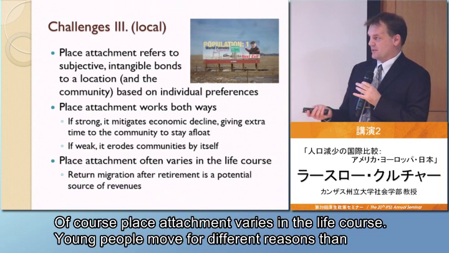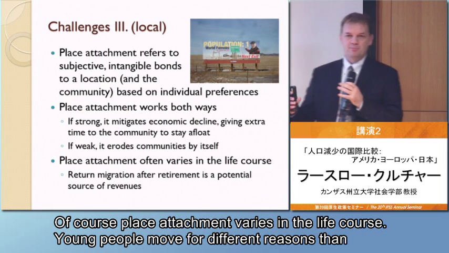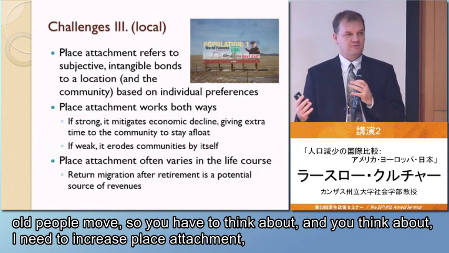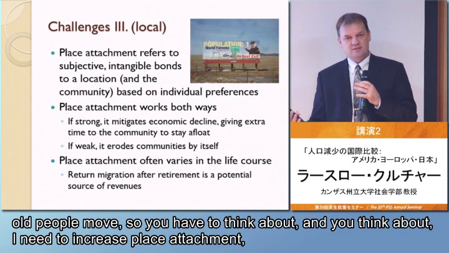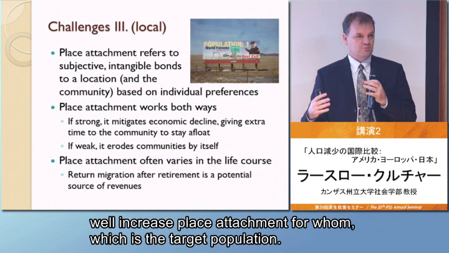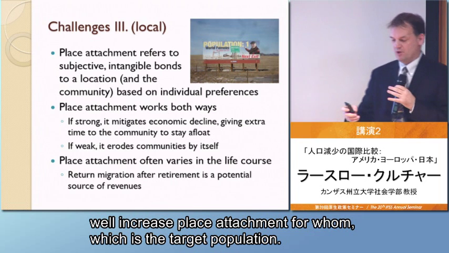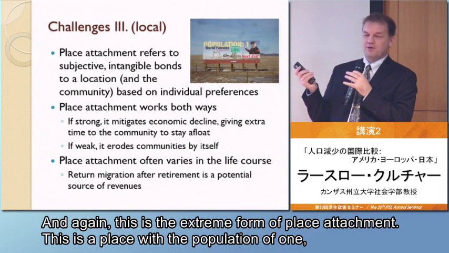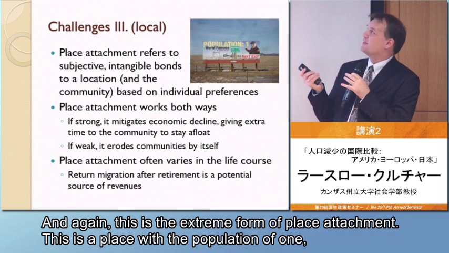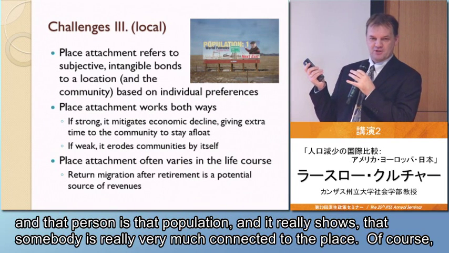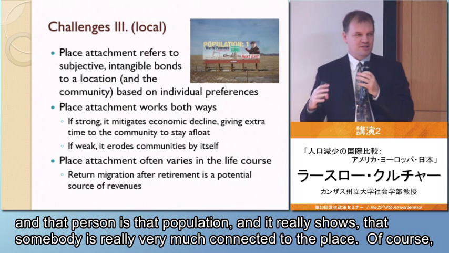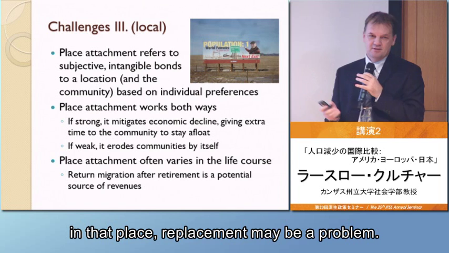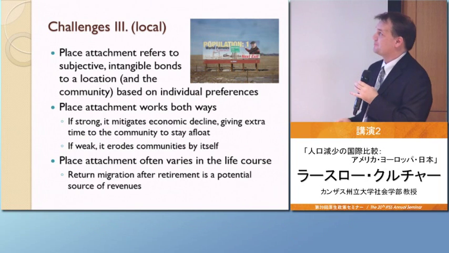So, of course, place attachment varies in the life course. Young people move for different reasons than old people move. So when you think about, I need to increase place attachment, well, increase place attachment for whom? Which is the target population group. And again, this is the extreme form of place attachment. This is a place with the population of one. And that person is that population. And it really shows that somebody is really very much connected to the place. Of course, in that place, replacement may be a problem.